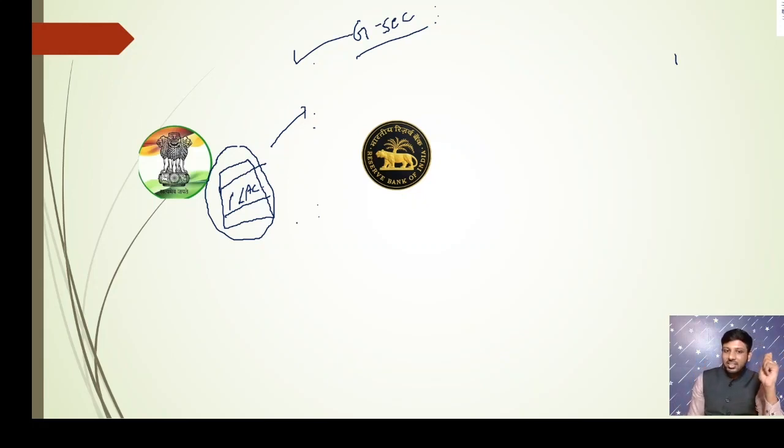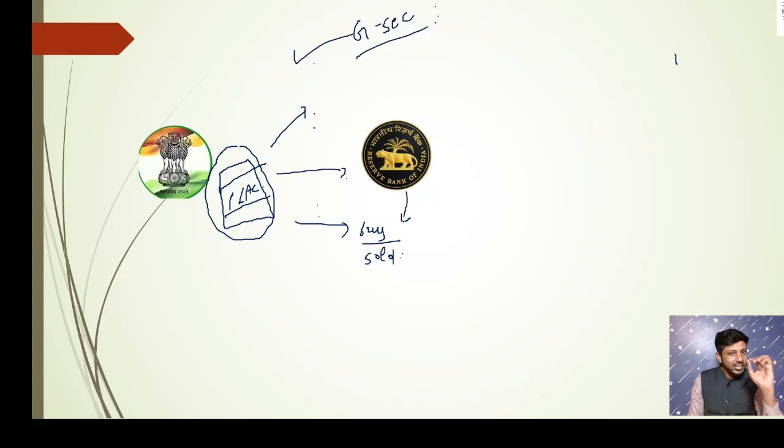Once this GSEC is created, it has to be bought or sold by the consumer. But this managing process is not carried out by the Government of India, because as you know, the Government of India has a lot of work to do. So the government cannot be tied up in managing these government securities. So the government will transfer this burden to the Reserve Bank of India. It is the duty of the Reserve Bank of India to manage the government security, that is, buying or selling the government security.